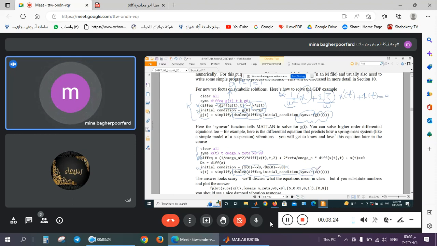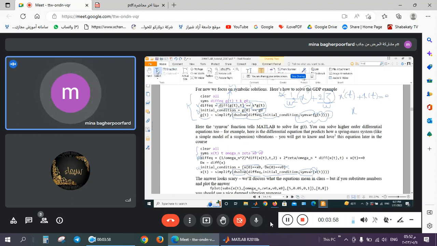Simvar x means solve this equation and find x. Okay? The result or the solution of this equation is x of t. I'm looking for finding x of t. When I run this part of the program, I can compute the solution of this equation.